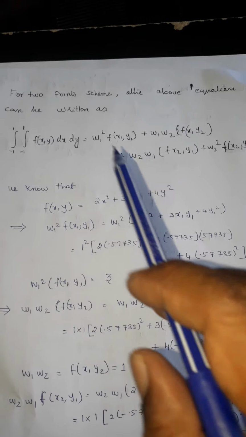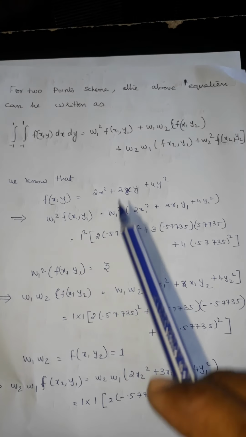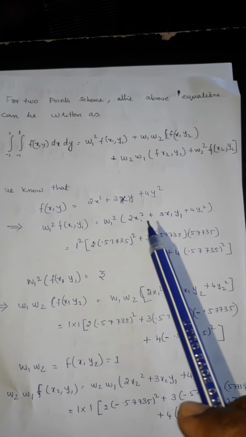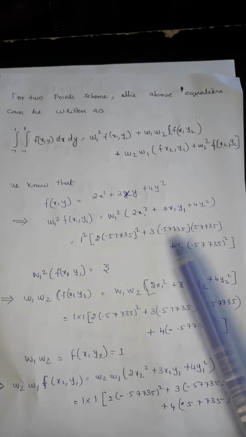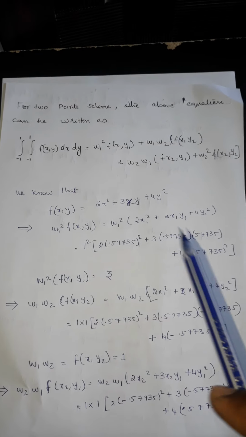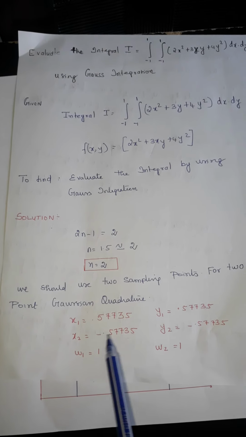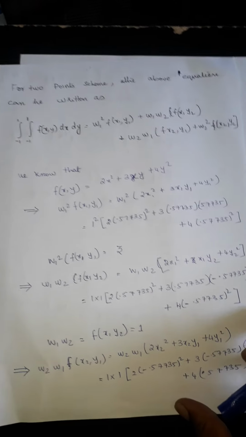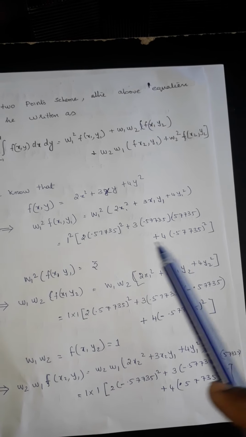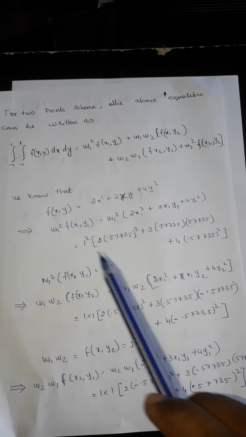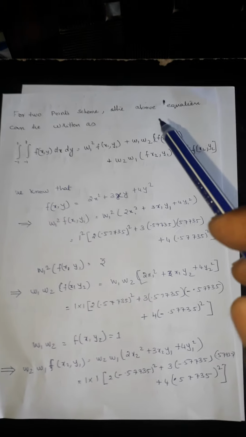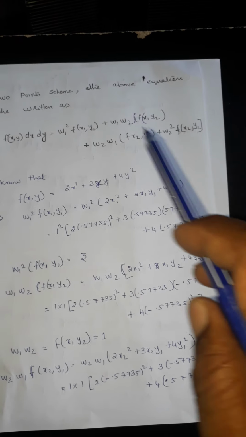Now instead of this, I am going to apply these values. So this is x1 y1, and x1 and y1 values we know. We substitute the x1, y1 values and then x2, y2 values. After substituting, the first term, W1 squared f of x1 y1, I got as 3. Then the next is W1 W2 f of x1 y2.